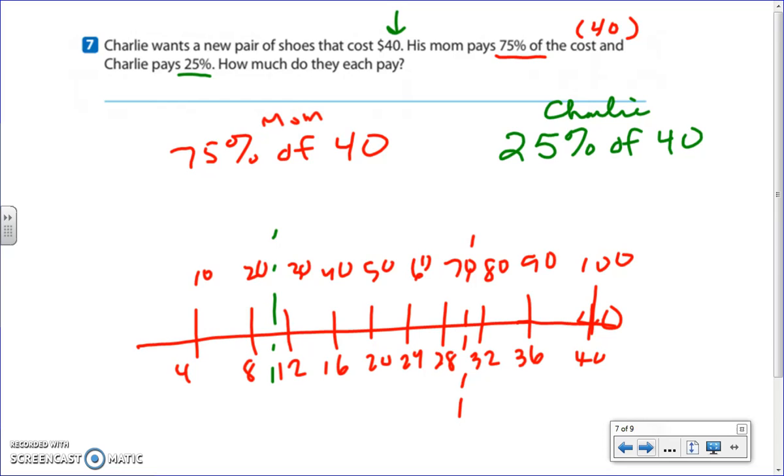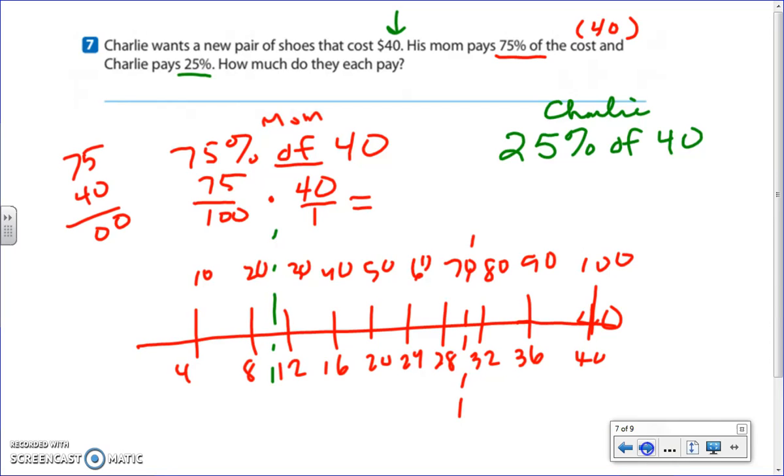I prefer to do it with expressions. I know 75% can be written as 75 over 100. The word of means multiplication, and of 40. When I multiply, I prefer to think of that as a fraction as well. I can multiply straight across. I know that this will take a little longer. Looks like I will get 3,000 over 100. And then, of course, my zeros make it 30, and that's what we thought the answer should be according to our chart here, 30.